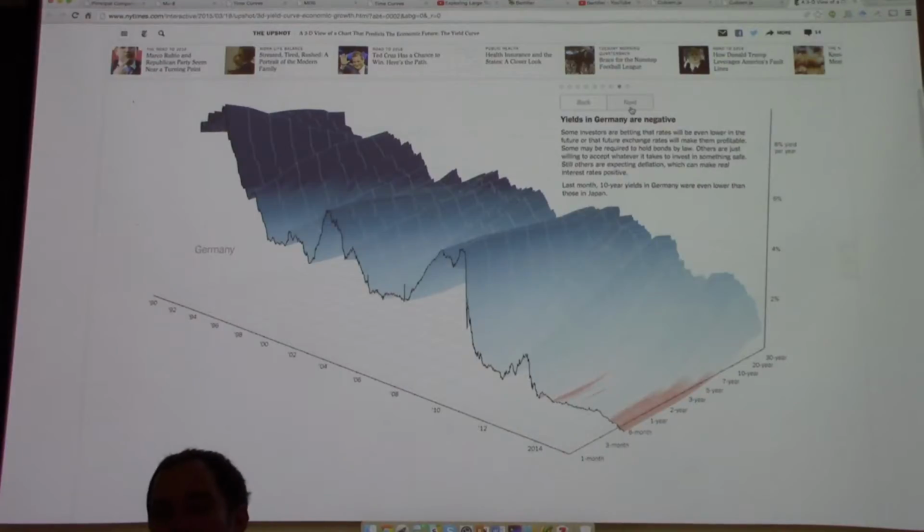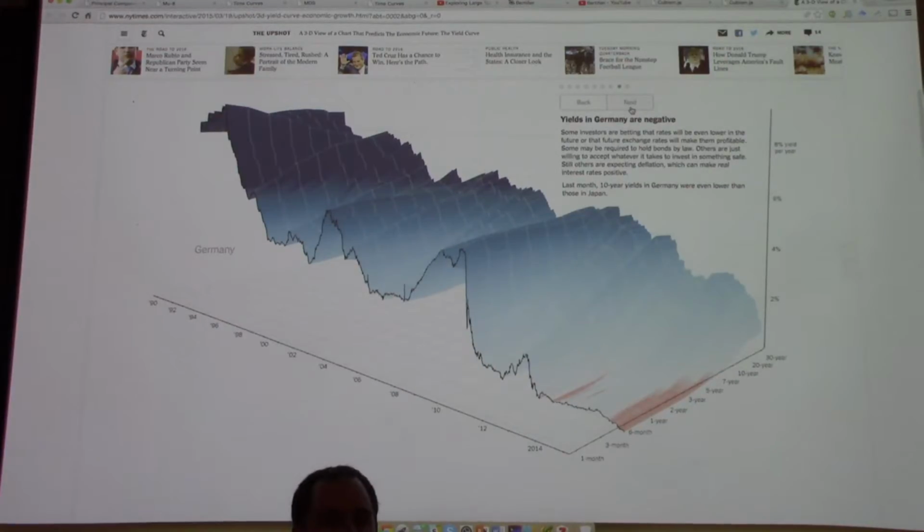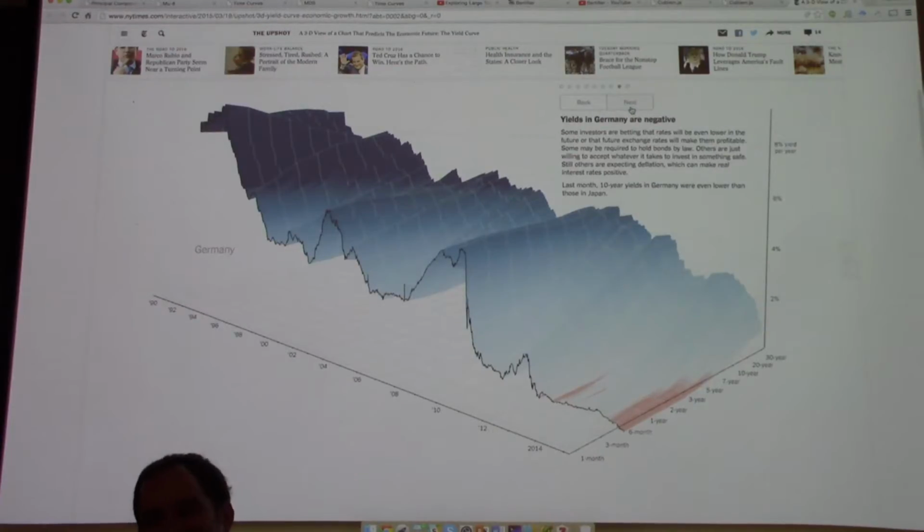So any opinions? Do you like the visualization? Or maybe I'm giving my opinion too much. Yeah, I think it's well done, and I think it's a good example of 3D. I haven't seen many, but this one is.